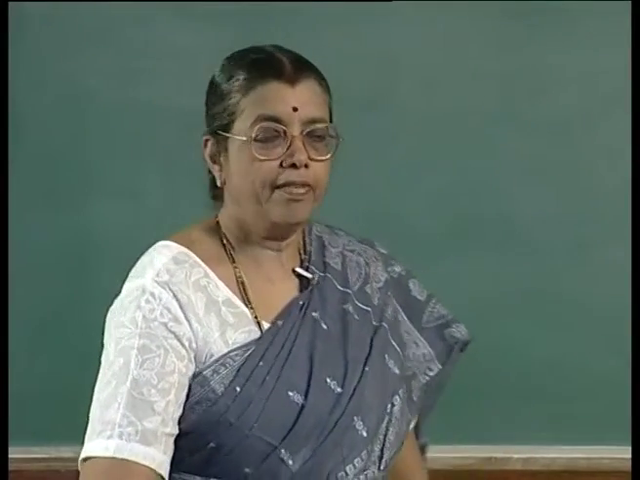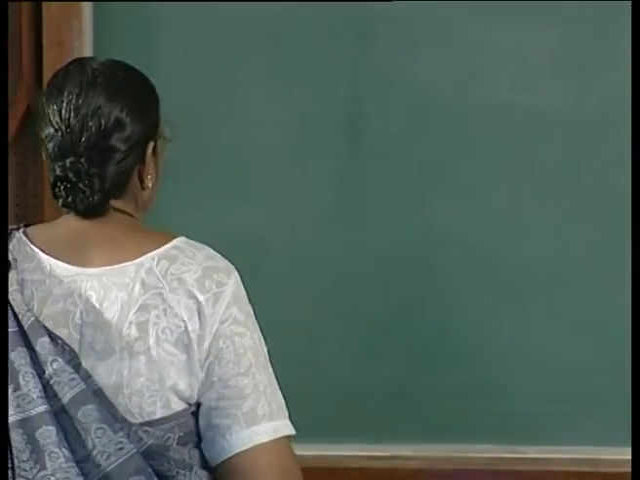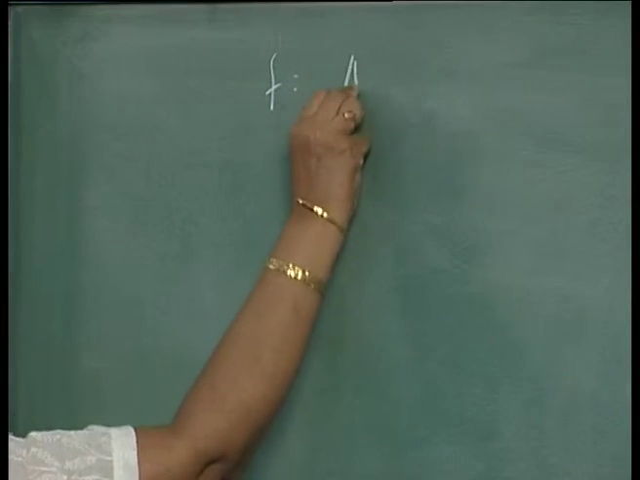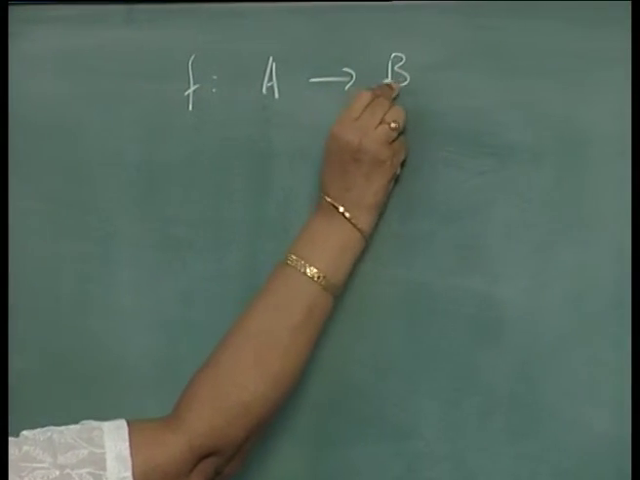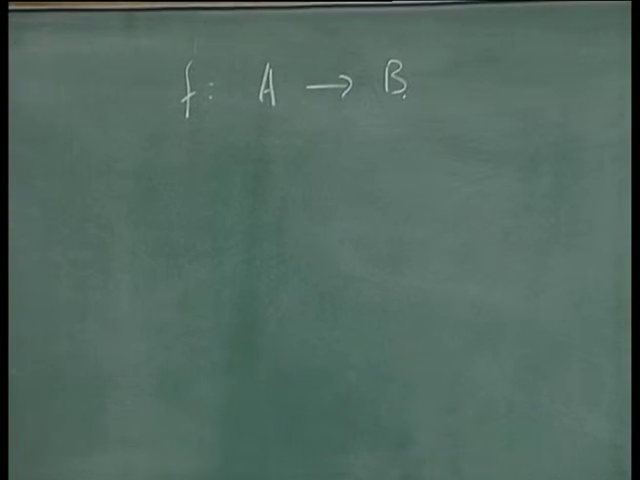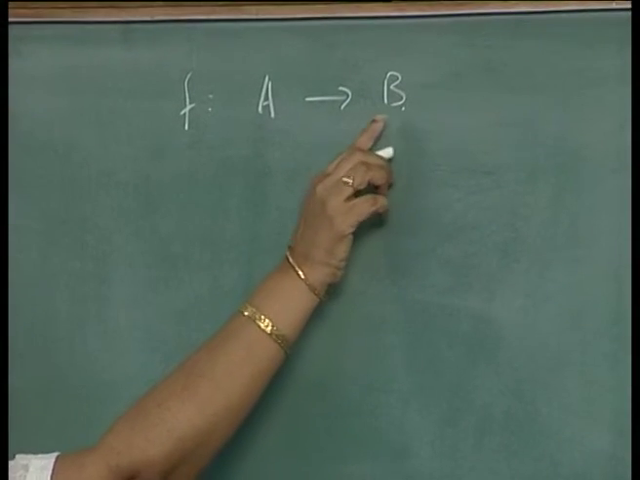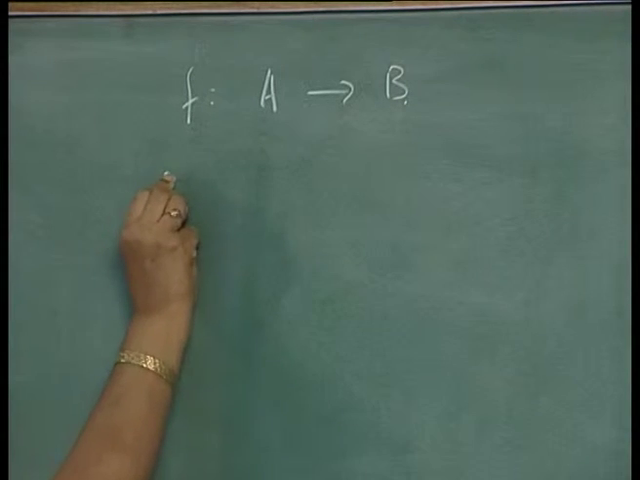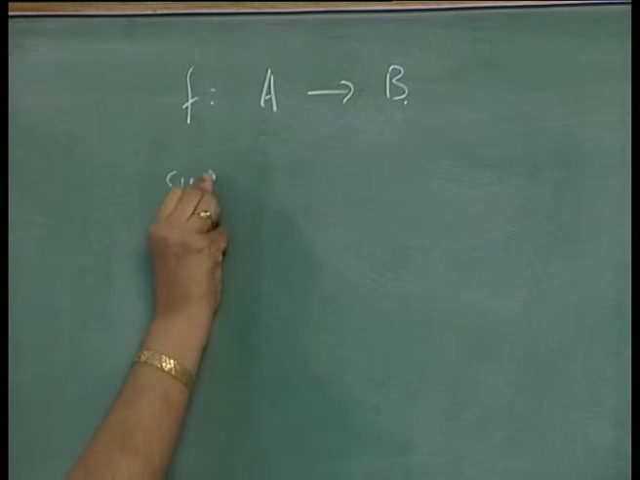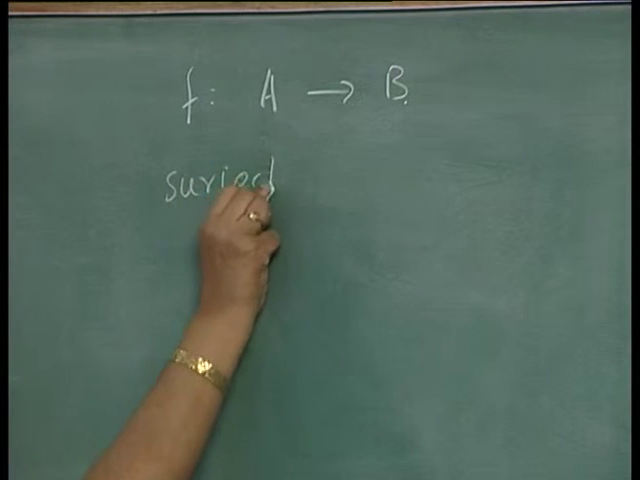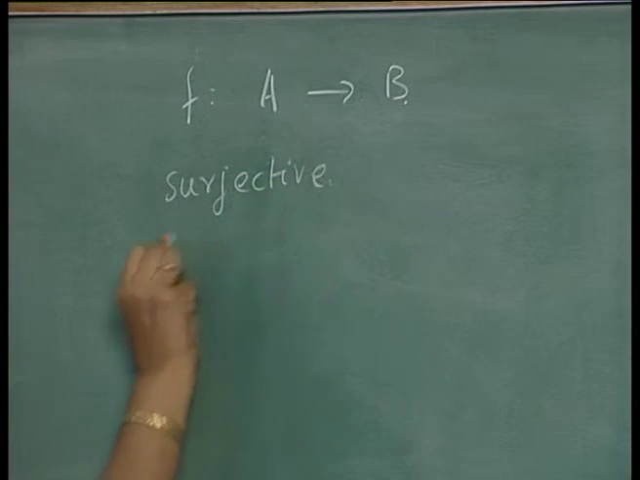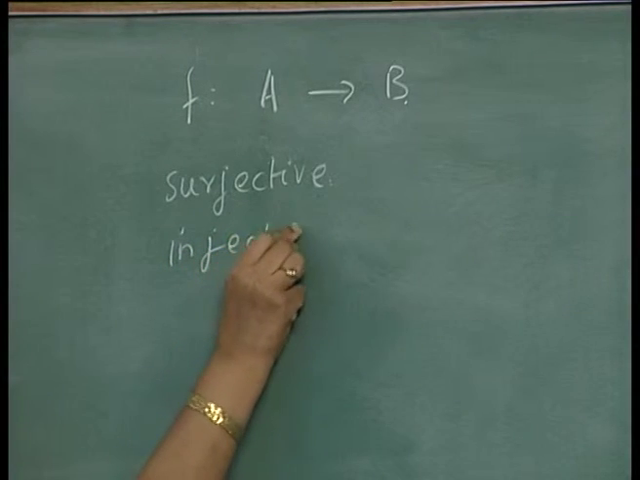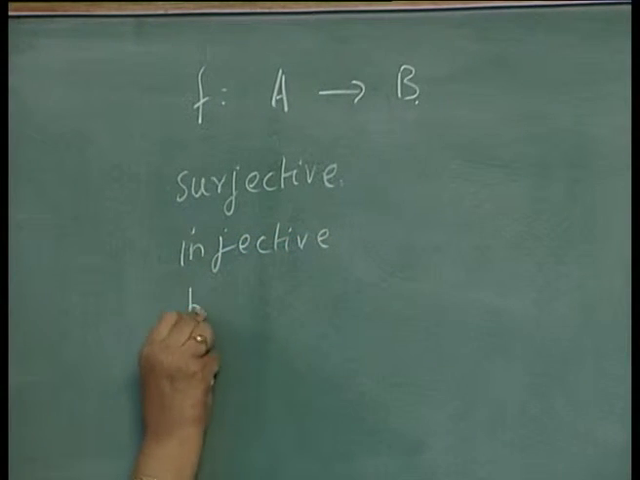We were considering functions. A function is a map from a set A to a set B, where by a rule you associate an element of B with every element of A. And we have also seen what is meant by a surjective function or onto function, an injective function or one to one function, and a bijective function.